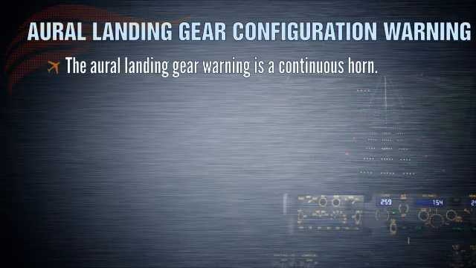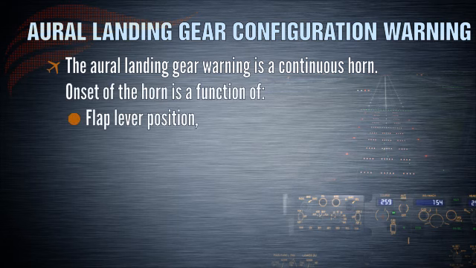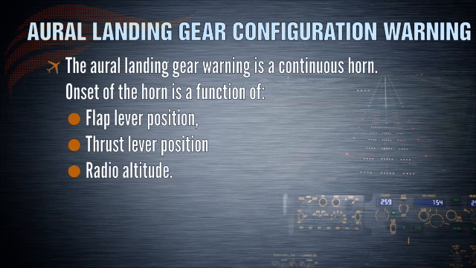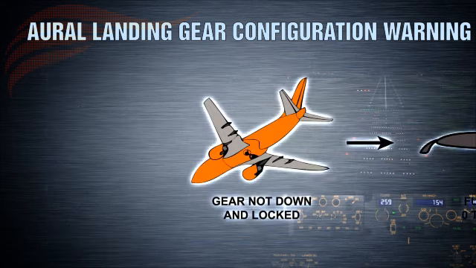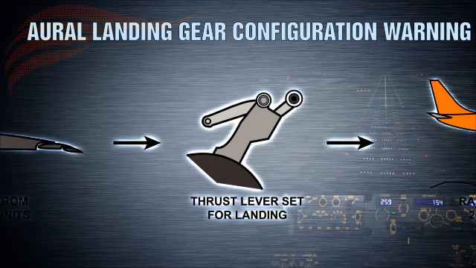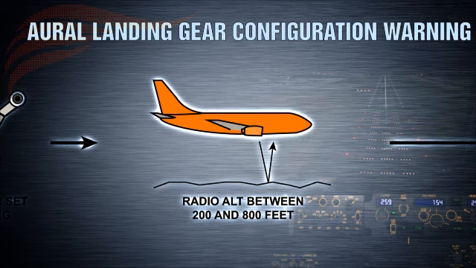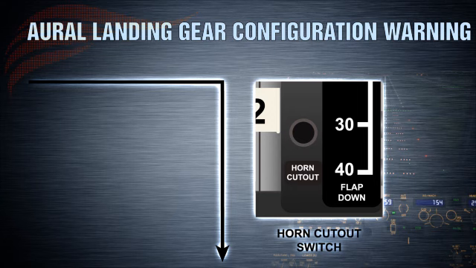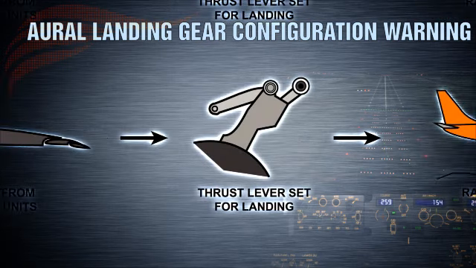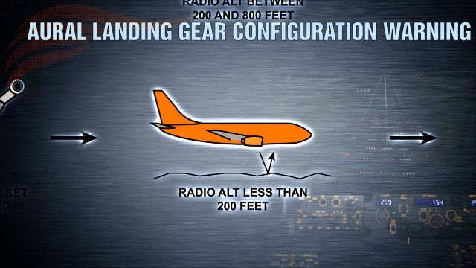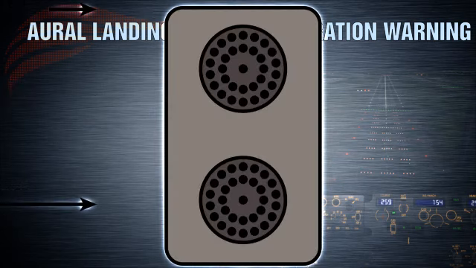The oral landing gear configuration warning is a continuous horn. The onset of the horn is a function of flap lever position, thrust lever position, and radio altitude. There are 4 sets of conditions which trigger the landing gear configuration warning horn. With flaps set from 0 to 10, thrust levers below approximately 20 degrees thrust lever angle, and radio altitude between 200 and 800 feet, the horn will sound but can be silenced by pushing the horn cutout switch on the control stand. With flaps set from 0 to 10, thrust levers below approximately 20 degrees thrust lever angle, and radio altitude below 200 feet, the horn will sound and cannot be silenced.